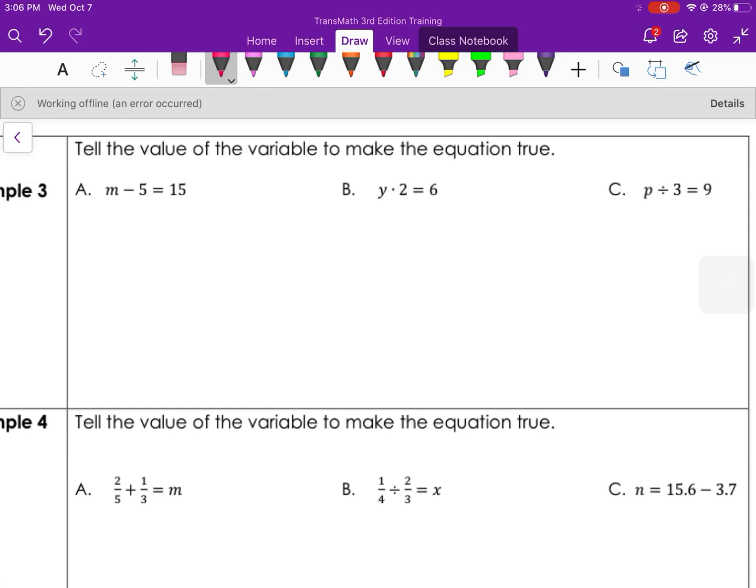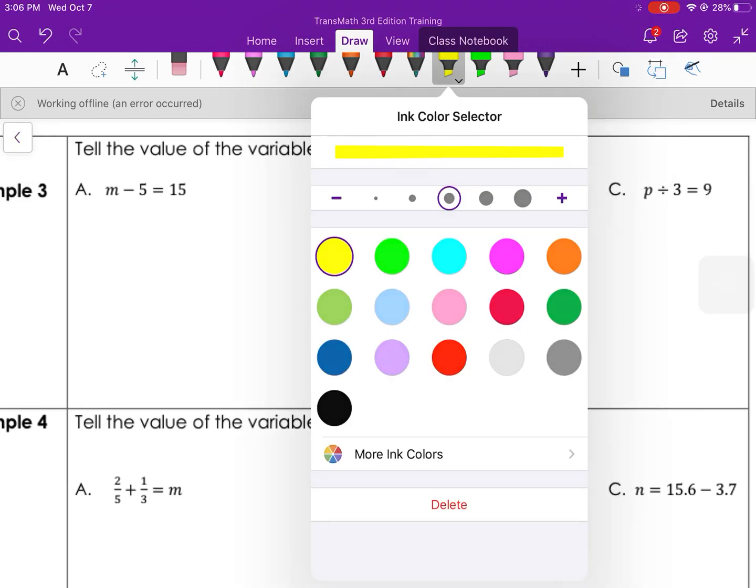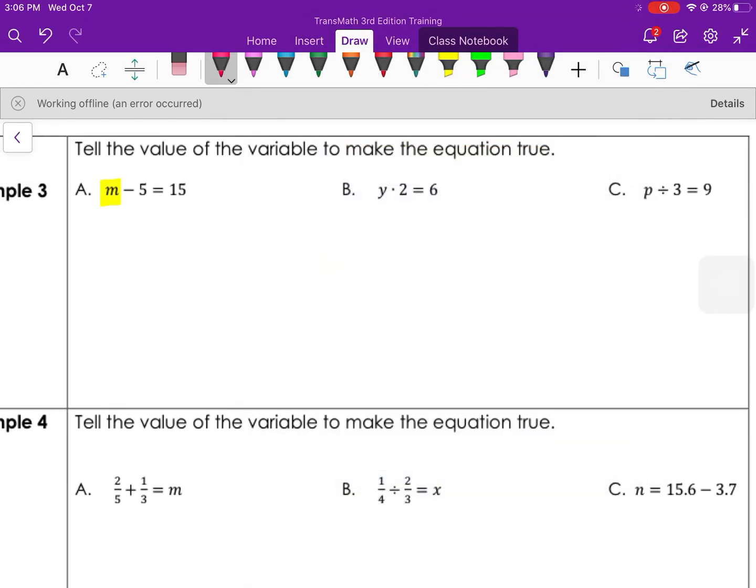Tell the value of the variable to make this equation true. So we're trying to find what value would make the equation true in each. So this says what number subtract 5 would equal 15. So if you think about it, 15 plus 5 would be 20. So isn't it true that 20 minus 5 would be 15? So that means that M equals 20.